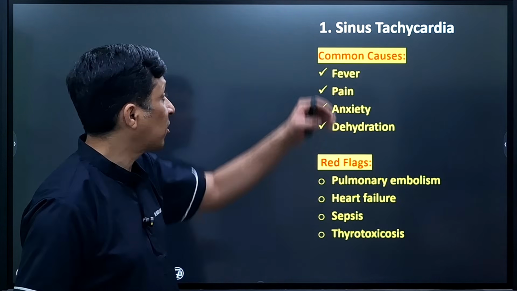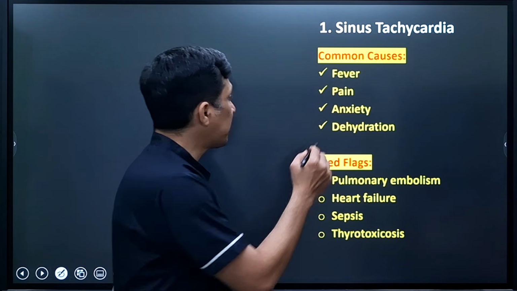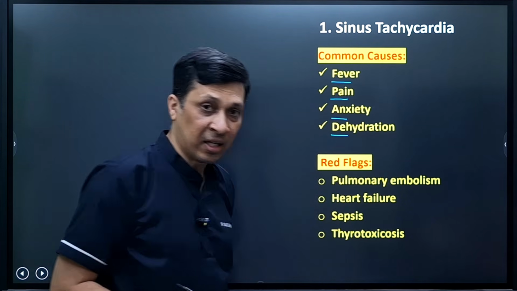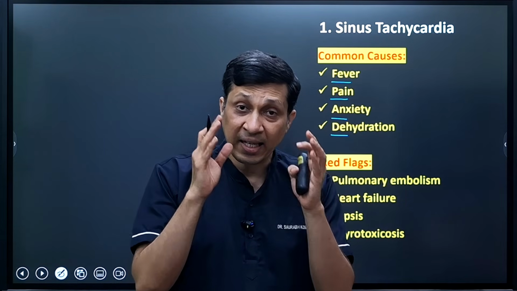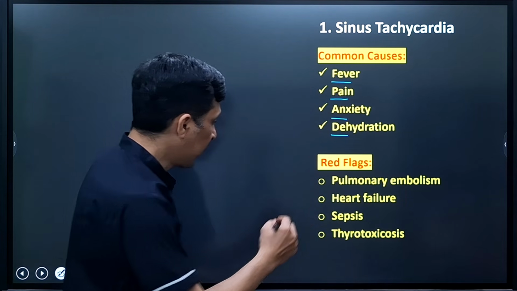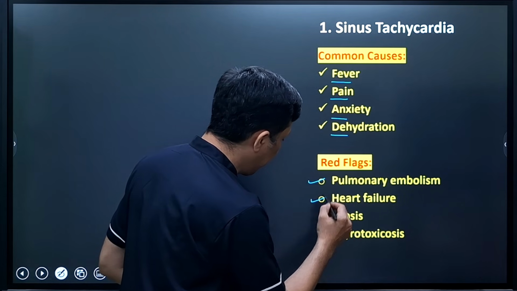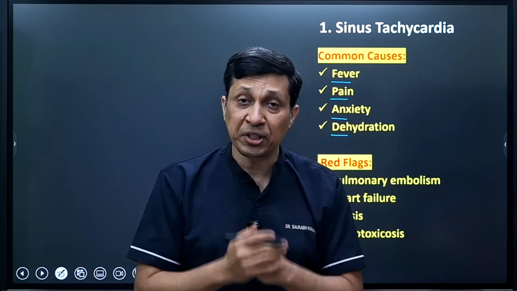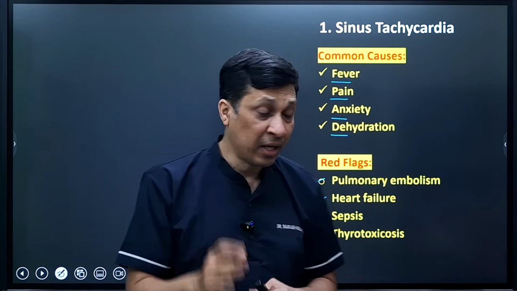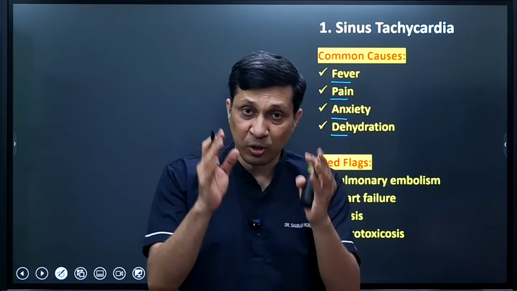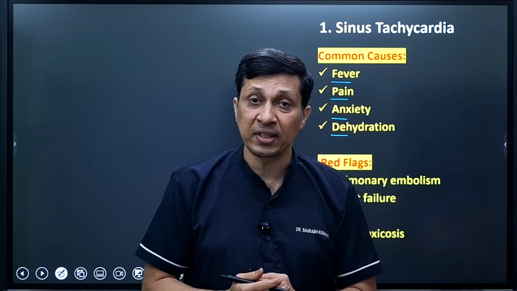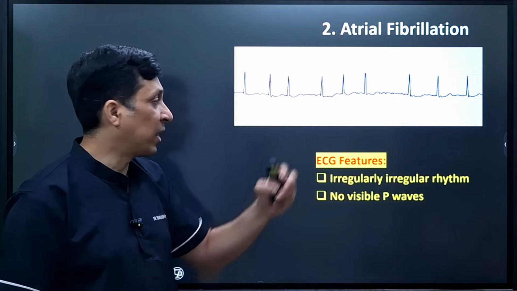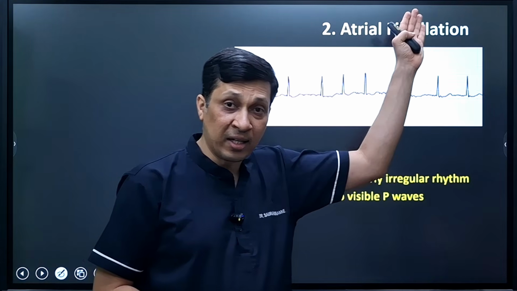Now what are the causes of sinus tachycardia? The common causes of sinus tachycardia are fever, pain, anxiety and dehydration. But apart from that, there are certain dangerous causes of sinus tachycardia, and they are pulmonary edema, heart failure, sepsis and thyrotoxicosis. So whenever you get a patient of sinus tachycardia in your OPD, you first rule out these dangerous causes. So this was the first common ECG that we get in the OPD, and that is of sinus tachycardia.